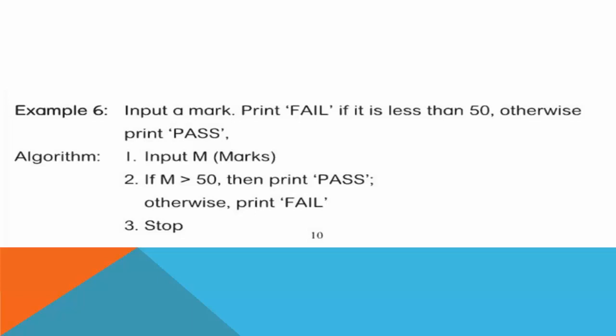So the algorithm will be, first step is input M for marks. If M is greater than 50, then print pass, otherwise print fail. And step 3 is stop the program. So from these examples, you might have understood that writing an algorithm is very easy once you understand what the question is asking you to do precisely.